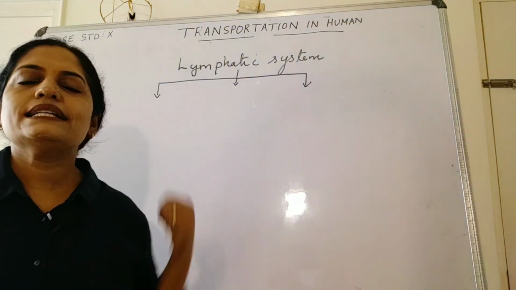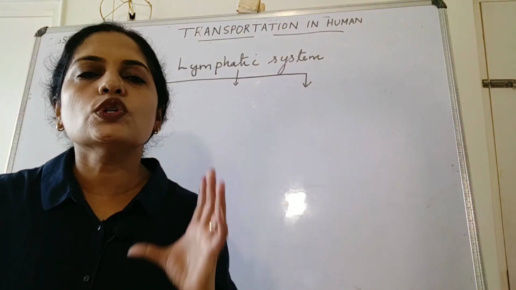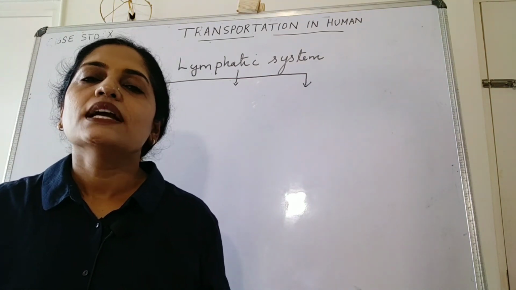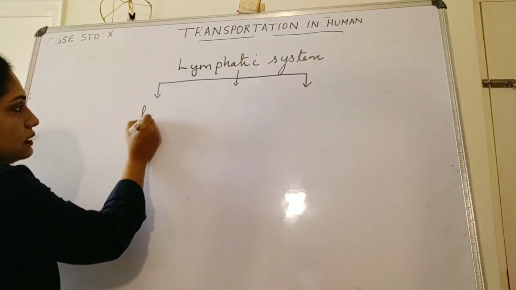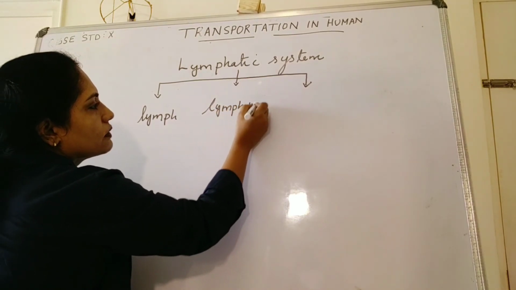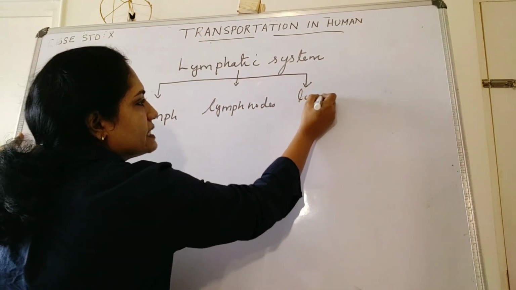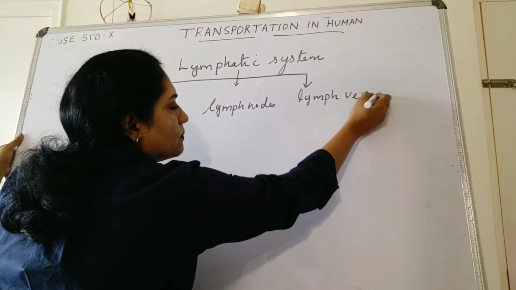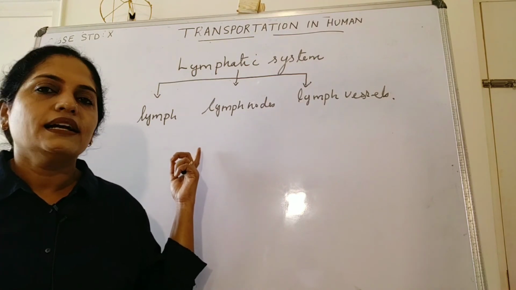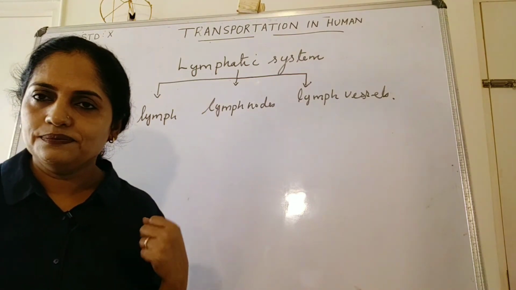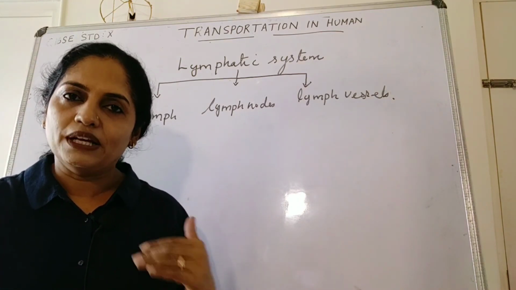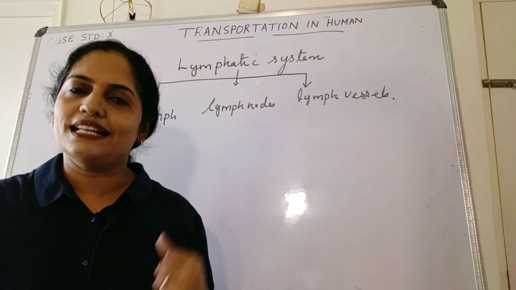Next is the lymphatic system. This lymphatic system is also included in our circulatory system. The lymphatic system consists of lymph nodes and lymph vessels. Lymph is the fluid content in the lymphatic system. It is a fluid like blood, but it is colorless. Why? Because it lacks red blood cells.